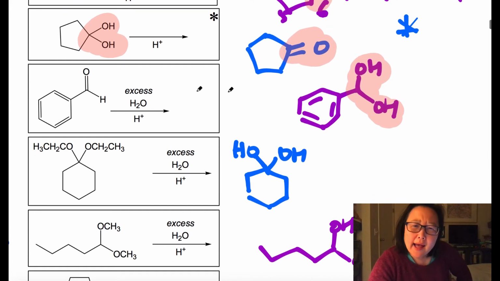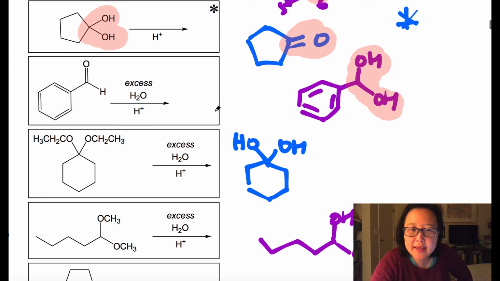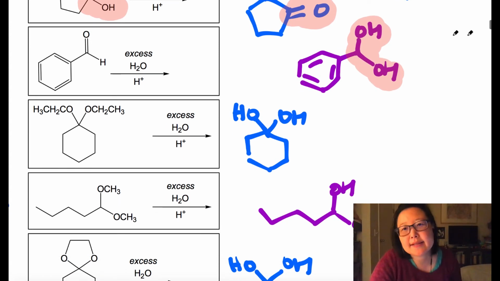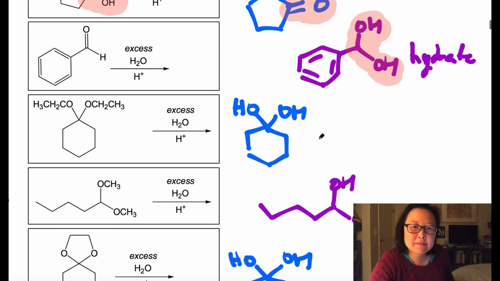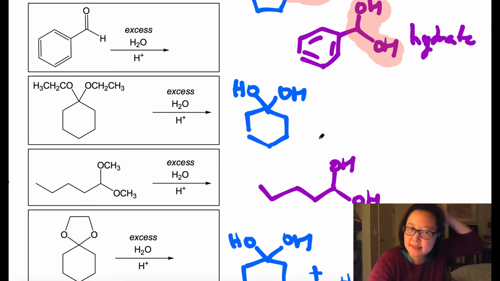Next one is excess water and a carbonyl. This is the reverse of what we just did. So now we're making the hydrate. And again, excess water, that means water's attacking here. And then this turns into another OH group. Let's label this. This is called a hydrate. So start learning your vocabulary, because it might help you in explaining these to yourself or just expanding the way that you think about these things.